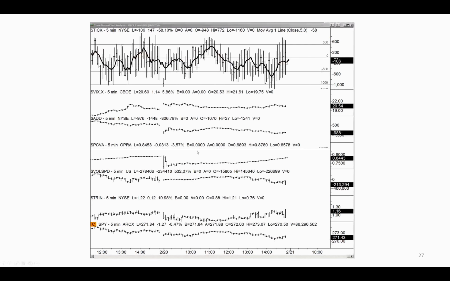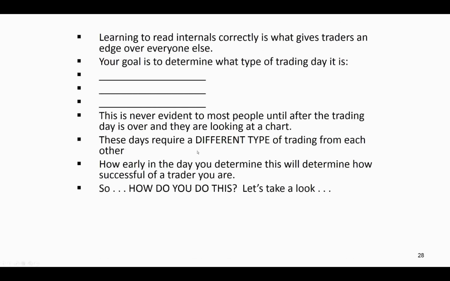Learning to read the internals correctly is what gives traders an edge over everyone else. Your goal is to determine what kind of trading day it is. So what do you guys think of the 3 types of situations that we're looking for? Just type it out. We're trying to see, is it going to be an uptrend? Downtrend? Or is it just going to be a choppy day?